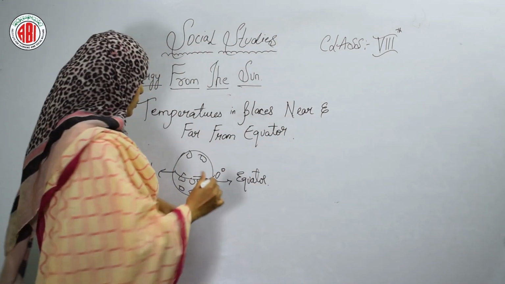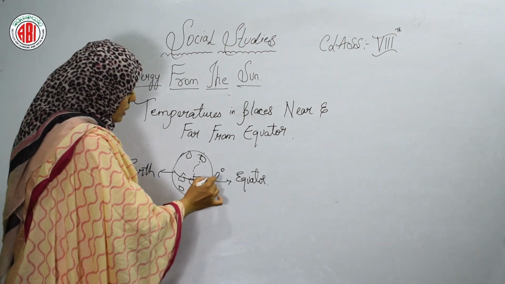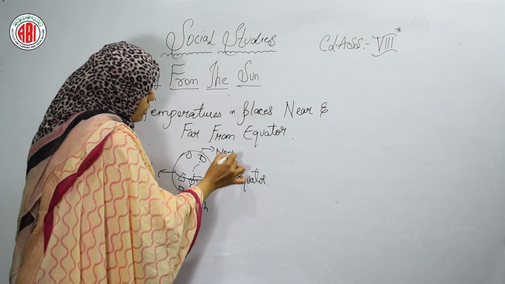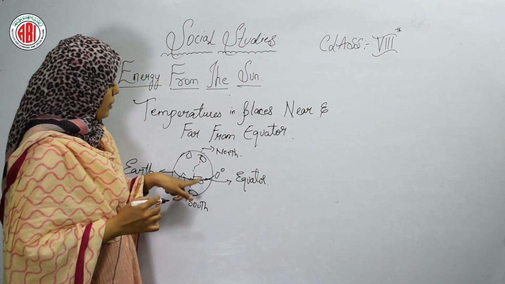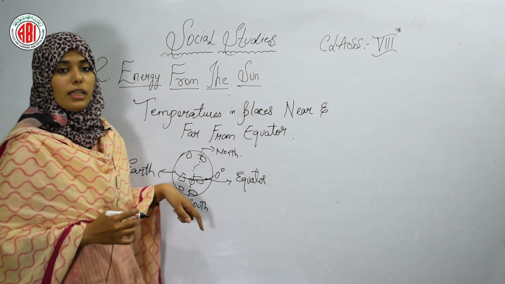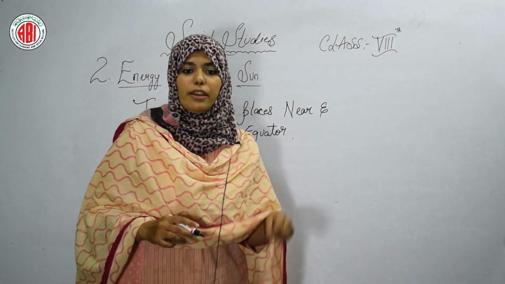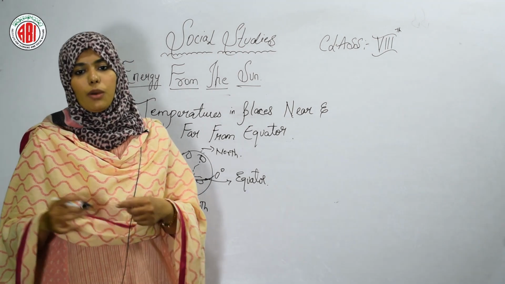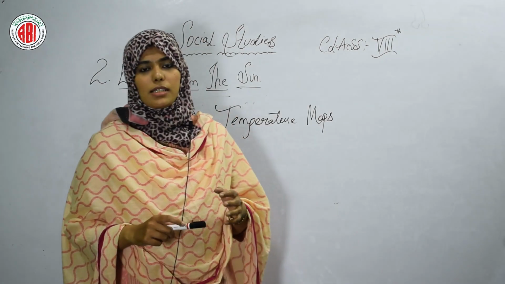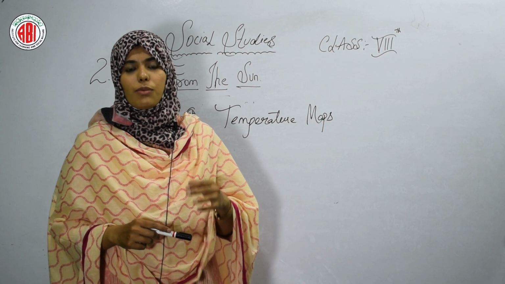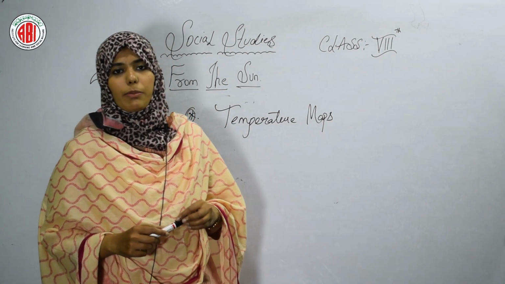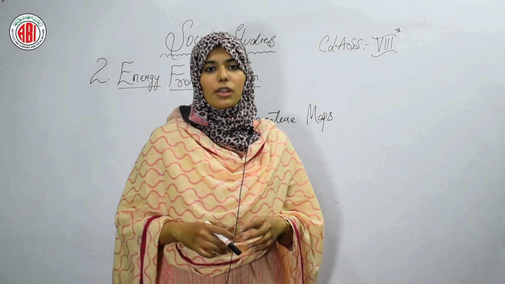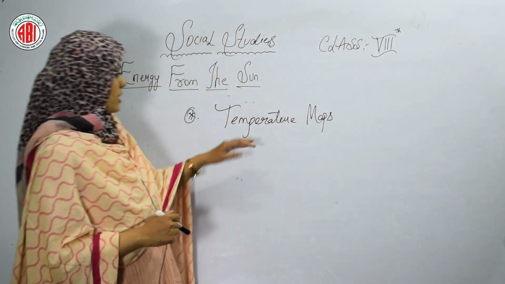So, if we go from the equator to the south, this is south and this is north. So, if we go from the equator to the north and the south, the temperatures are completely different. Yes, there are separate summers and there are completely different winters also. So, we have discussed that the regions close to the equator have different temperatures when we go to the north or to the south. So, let us move to the next topic, which is temperature maps.